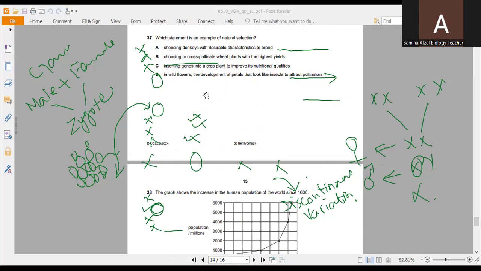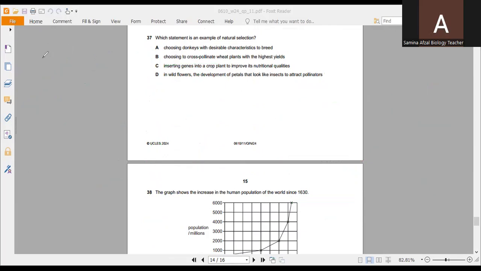Now, question number 37 is there, which statements an example of natural selection. Choosing donkeys with desirable characteristics to breed. This is the artificial selection. Because we choose. Cross-pollination, wheat plants with the choosing, again choosing. So this is again artificial selection. Inserting genes, genetic engineering. So this is not the natural.